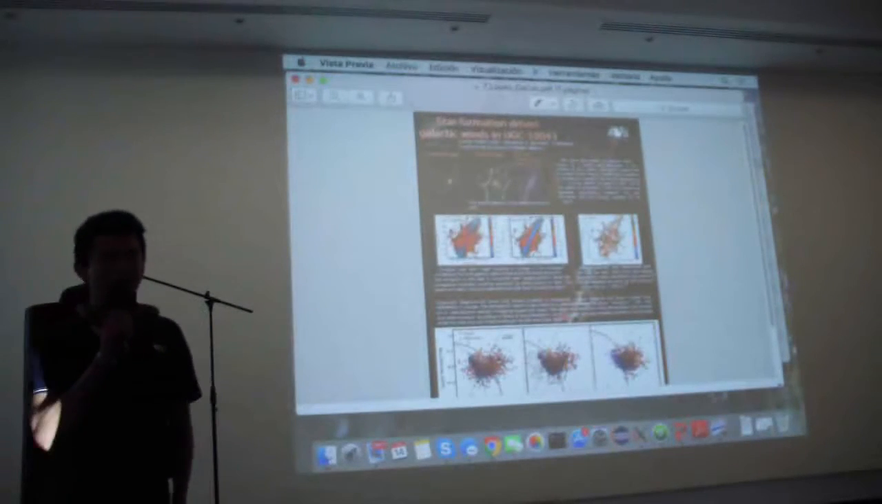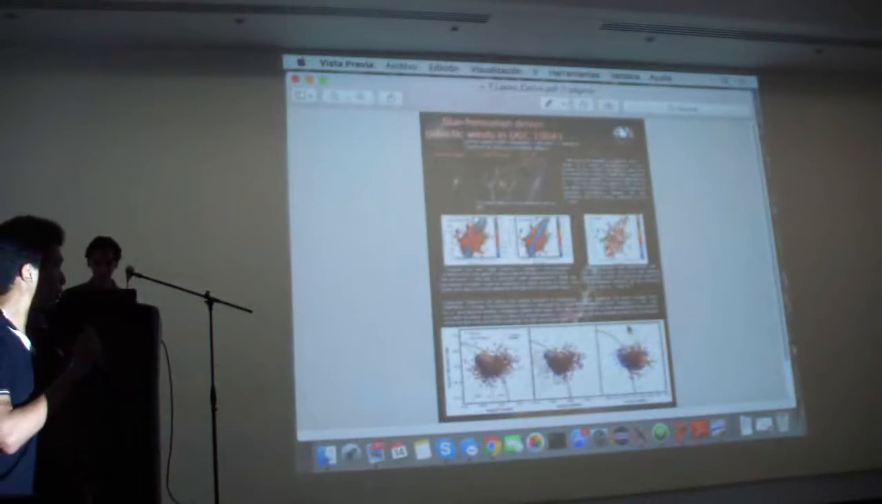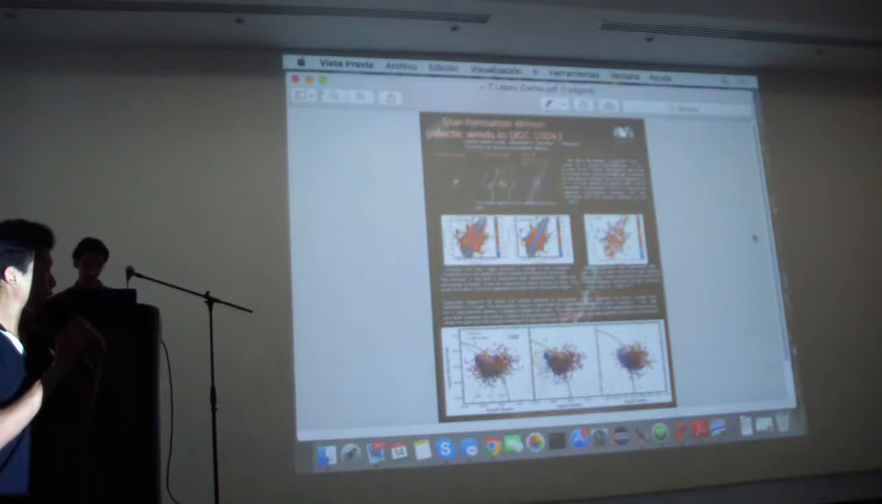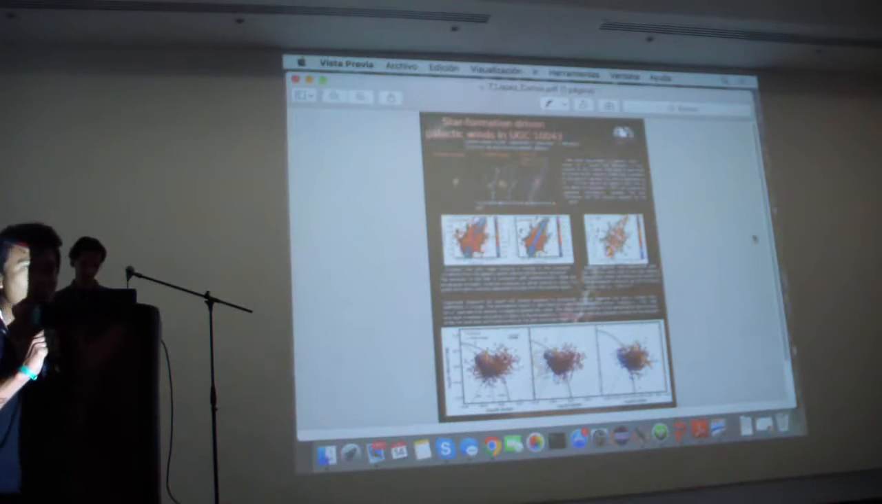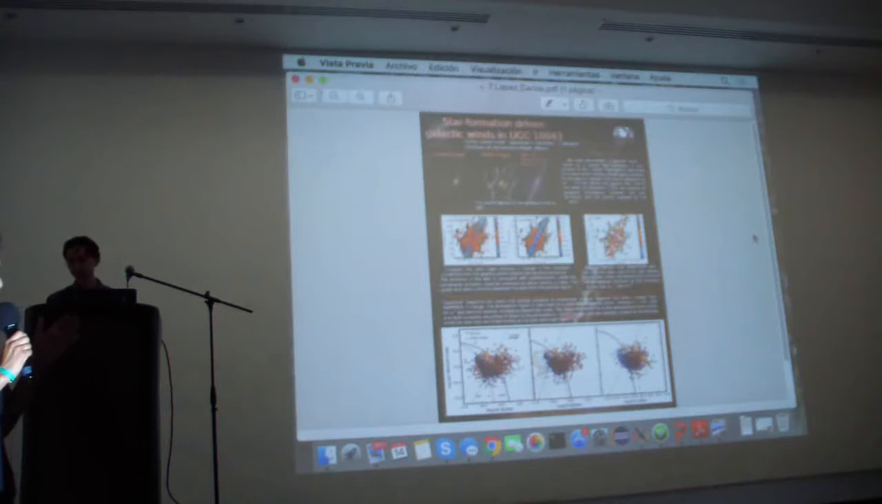Hi everybody, my name is Carlos Lopez. As Chris said before, outflows can be driven by star formation. And in my poster, I present a galaxy from the CALIFA sample that has an outflow produced by star formation in the center of the nucleus.